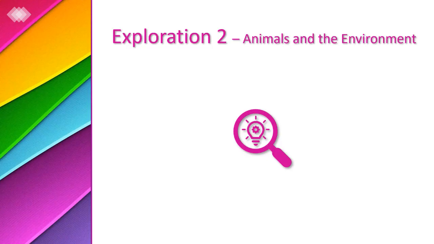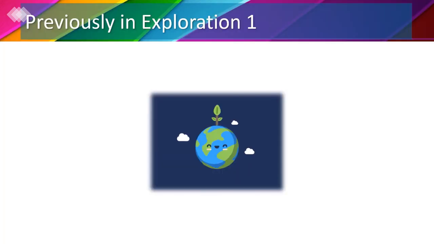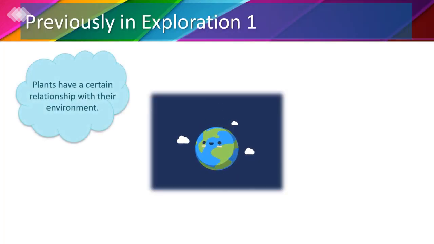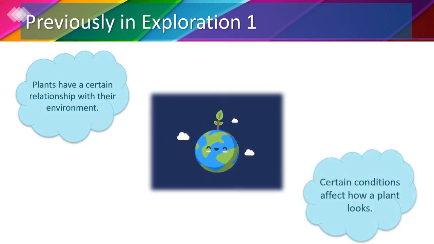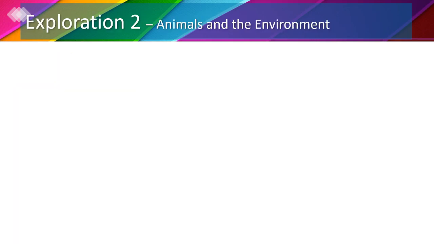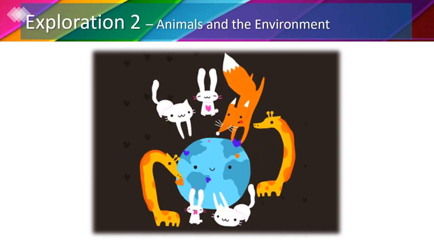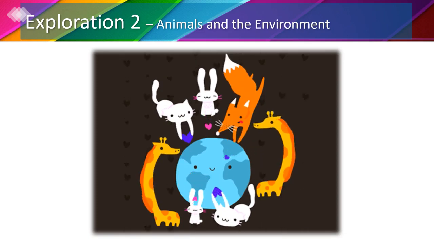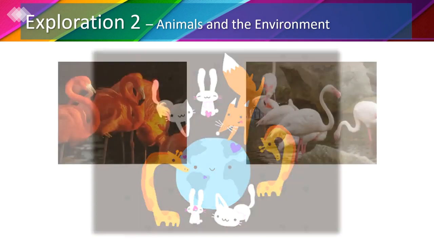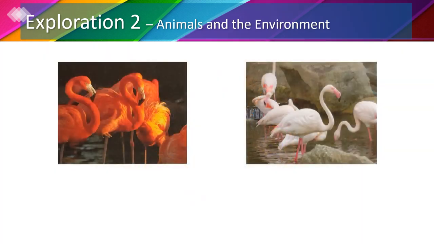Let's dig deeper into this lesson. In the previous video, we said that plants have a certain relationship with their environment and that certain conditions affect how a plant looks. In this video, we're going to continue the lesson and talk about the relationship between animals and their environment. First, let's look at these two pictures.